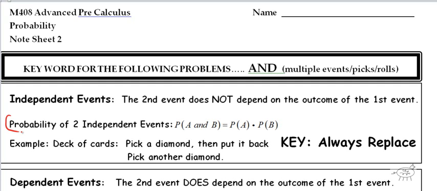An example is if you have a deck of cards, you pick a diamond and you put it back. So here's the key, math fans: the key is always replace for independent events. If I pick a diamond and then put it back and then pick another diamond, it doesn't matter what I actually picked in the beginning. I could have picked a club and then put it back and then picked a diamond. It's still the same probability. So the key for independent events is you're putting it back, because then you're starting fresh, starting all over again.